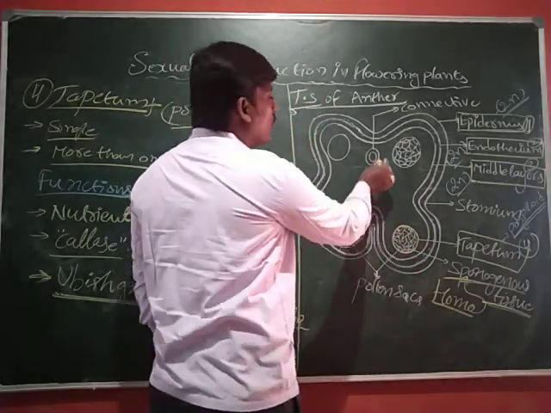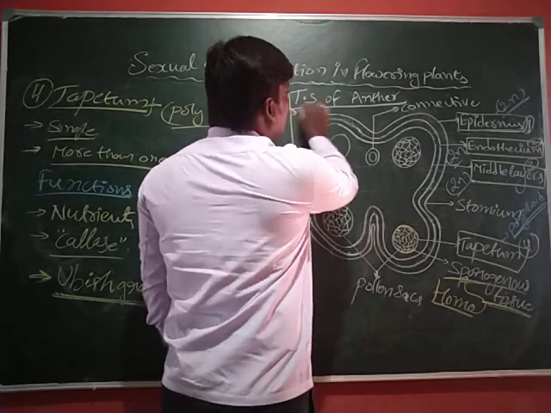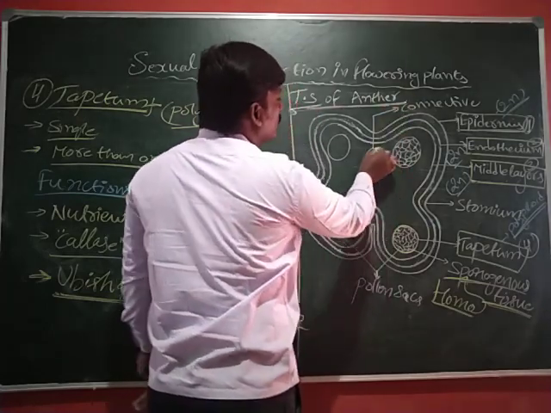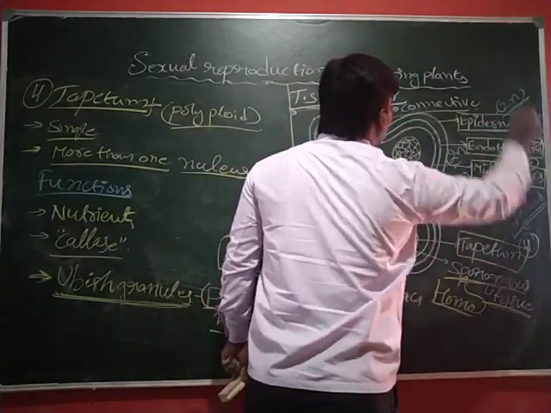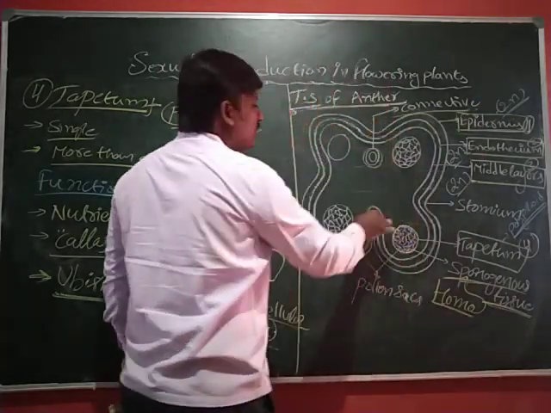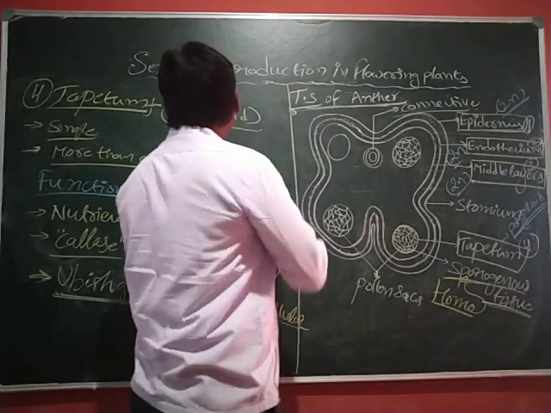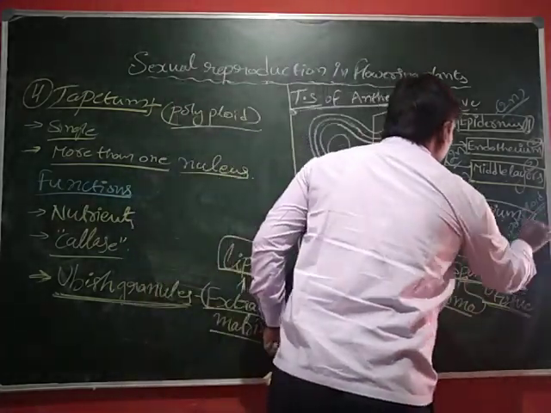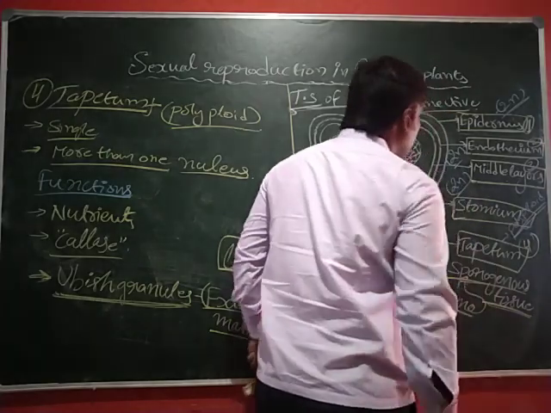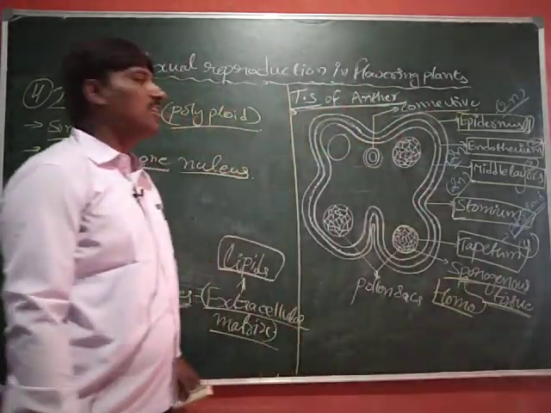This is a brief account of the T.S. of anther. This is the connective region. The connective helps in the formation of separation walls in a bilobed anther, and another part is the stomium. This stomium is hygroscopic in nature.